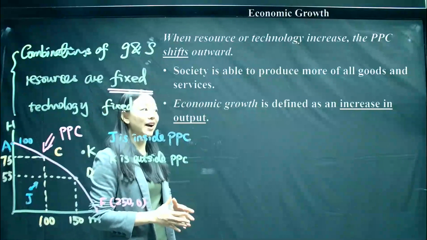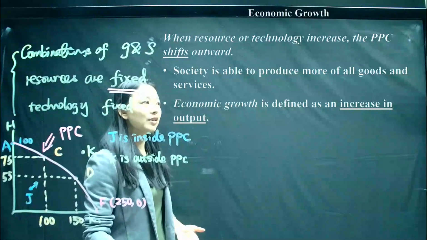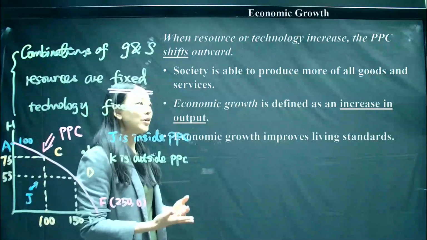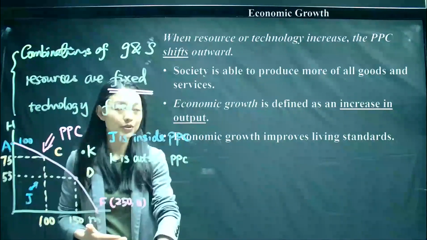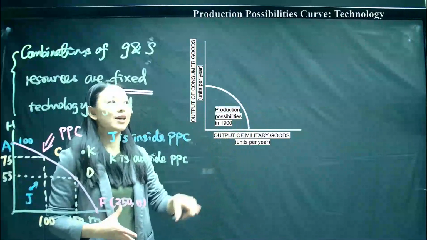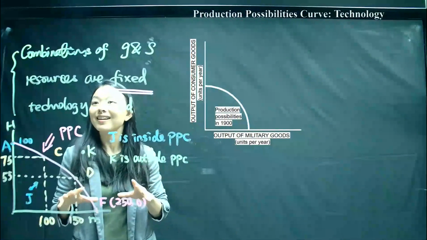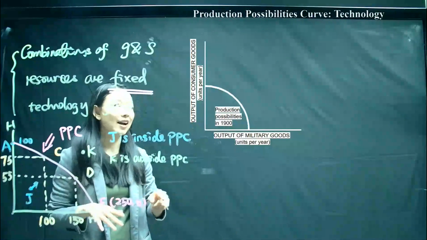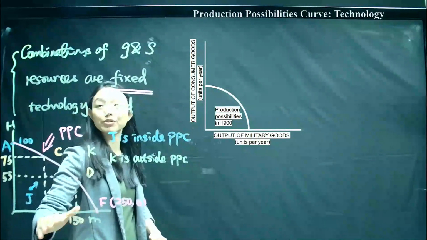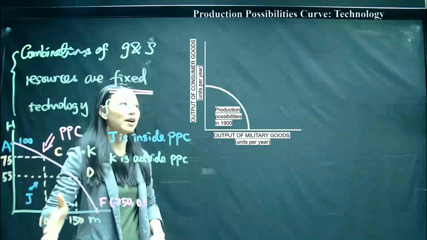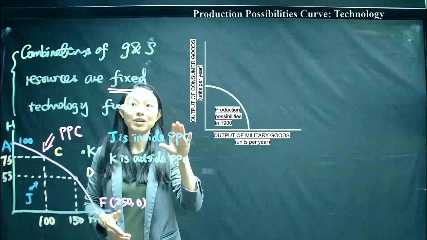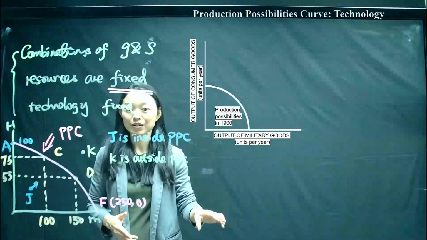Economic growth is defined as an increase in output, or sometimes we can say an increase in productivity. So economic growth improves the living standards. You can see this graph shows the PPC in 1900. It has the horizontal axis as outputs of military goods and the vertical axis as outputs of house construction. So this is the PPC in 1900.